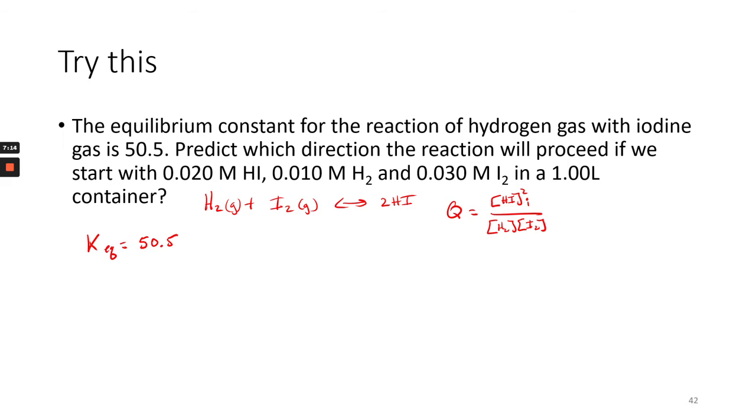And it's giving you the concentration. So it says that HI is 0.02, and you're going to square that, divided by H2 times I2. And when you plug all that in, you're going to get 1.33 for Q. So that is obviously less. So Q is less than K. If Q is less than K, that means you don't have enough products and you need to move forward.